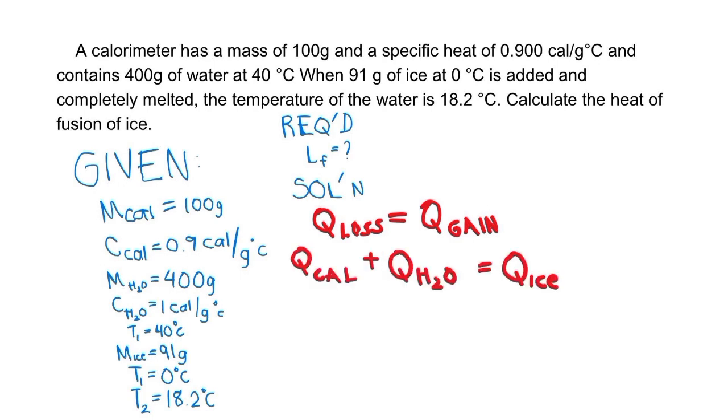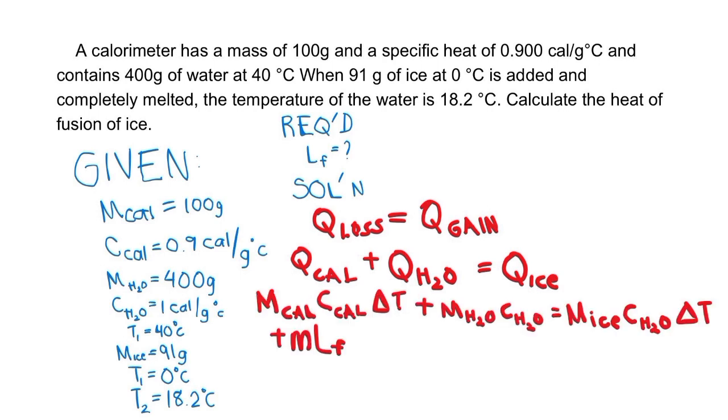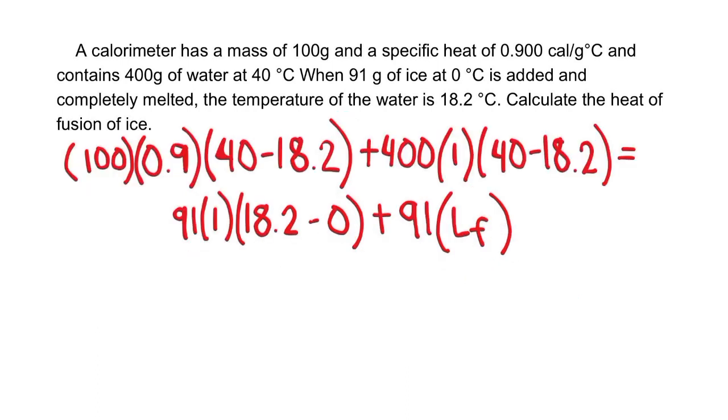The heat lost by the calorimeter and water is the sum of the heat lost by the calorimeter and the heat lost by the water, which can be calculated using the formula Q equals mcΔT, where m is the mass, c is the specific heat, and ΔT is the change in temperature. Similarly, the heat gained by the ice is the product of the mass of the ice, the specific heat of water, and the change in temperature, plus the heat of fusion of ice. Now proceed to substituting the values.